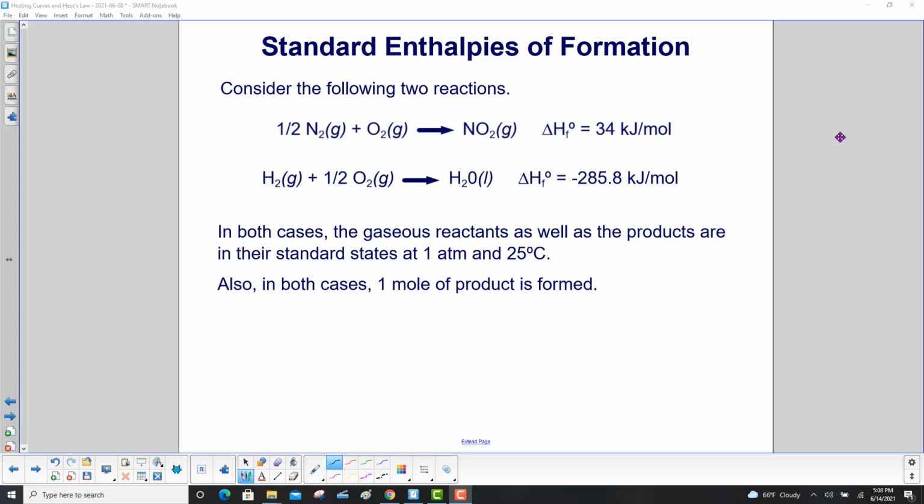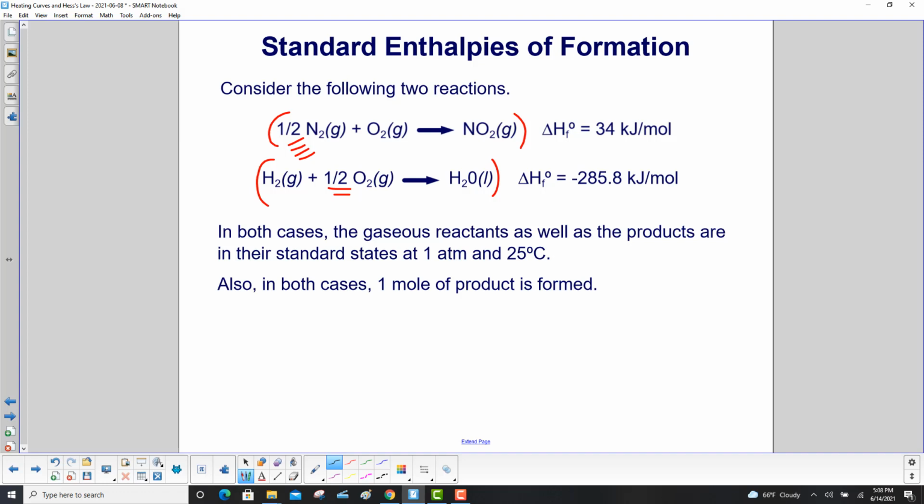Consider the following 2 reactions. We have nitrogen plus oxygen yielding nitrogen dioxide. Don't worry about this. I'm going to explain that in a second. Normally you don't put a fraction in front of an element, right? We have a Delta H formation naught of 34 kilojoules per mole. Here we have hydrogen plus oxygen yields water, and again there's that half. And we have a Delta H formation naught of negative 285.8 kilojoules per mole.